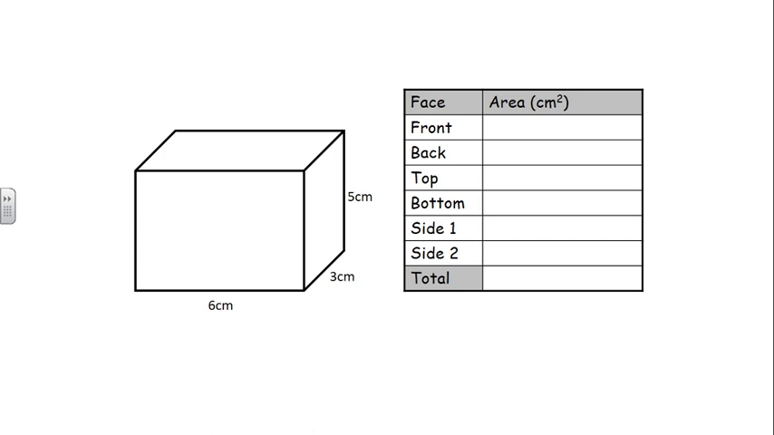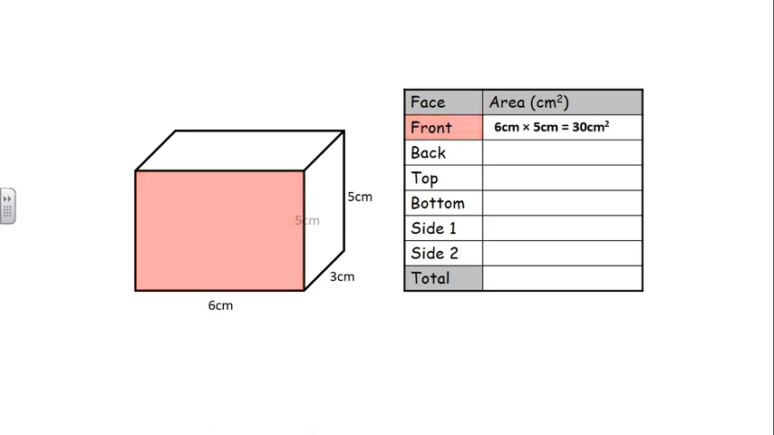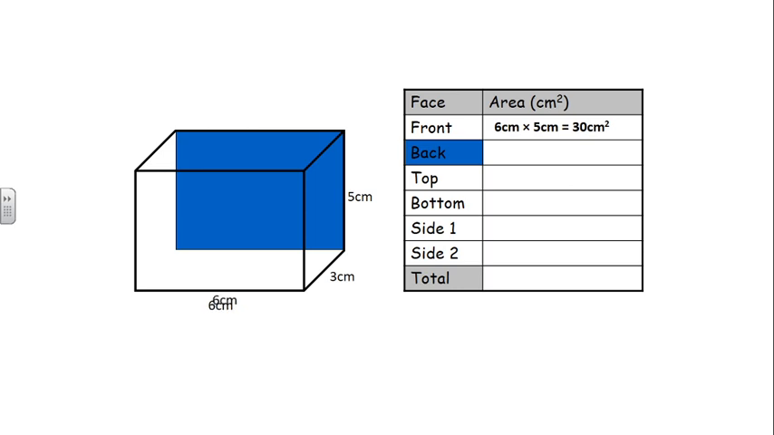Now, it doesn't actually matter which one you call the front and which one you call the top or the bottom or the sides, as long as you get them in pairs. So the front in this case is going to be 6 times 5. The back will also be the same. They're in pairs, aren't they? Here's another one, another 30. The top and the bottom are also the same.